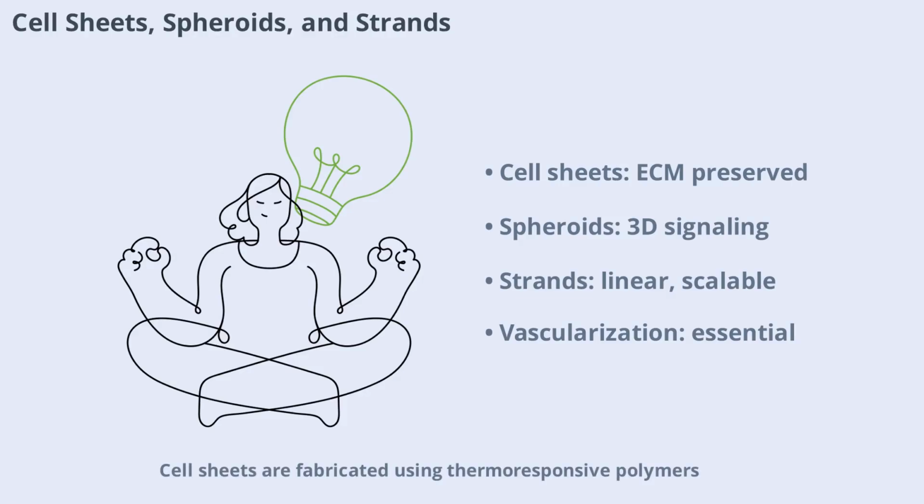Cell sheets are fabricated using thermoresponsive polymers, preserving cell-cell and cell matrix connections. Spheroids are formed by various methods and support strong cell signaling, vascularization, and differentiation. Tissue strands are created by molding cell suspensions, allowing for linear arrangement and integration of multiple cell types. These constructs show promise for pulp and dentin regeneration, but mechanical stability and vascularization remain challenges.